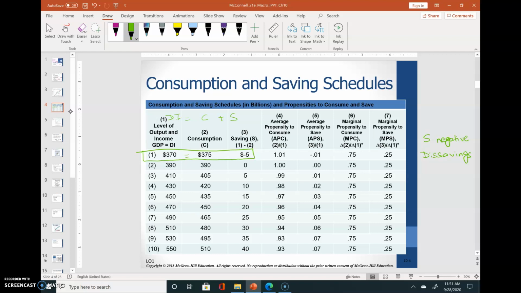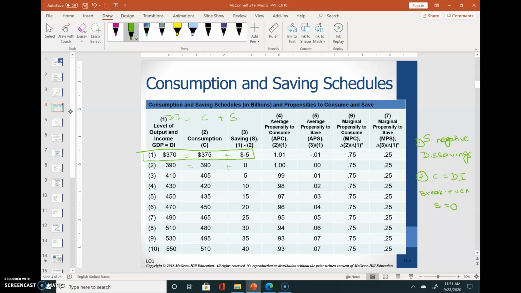Look at row 2. Here we have 390 equal to 390 plus 0. So number 2, the second point is whenever consumption is equal to disposable income, this is called a break-even point, and here the savings is equal to 0.